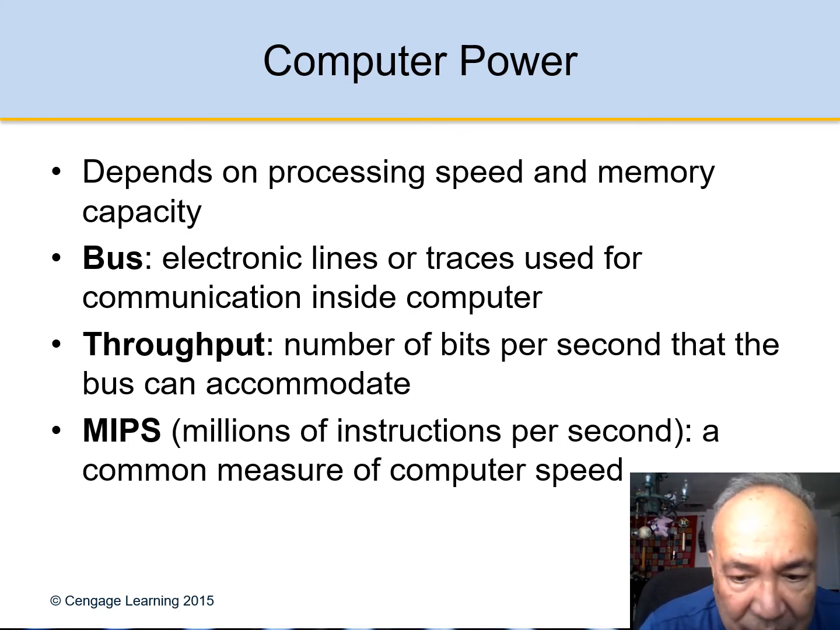Now inside that motherboard, inside the computer, you also have buses to take the words, the numbers, from one point to another. And the throughput is the speed inside those buses. Millions of instructions per second is the number of instructions processed by the computer. That is the speed. All of this knowledge will help you decide what is the best computer for your organization.